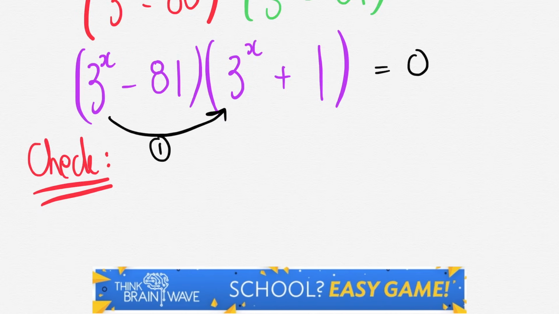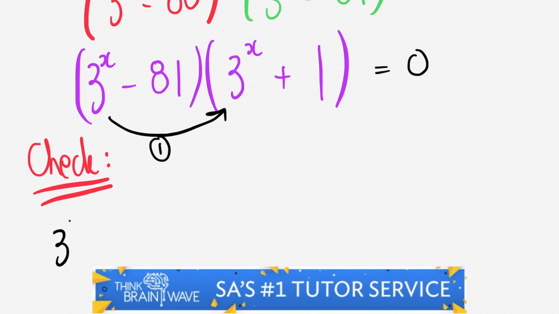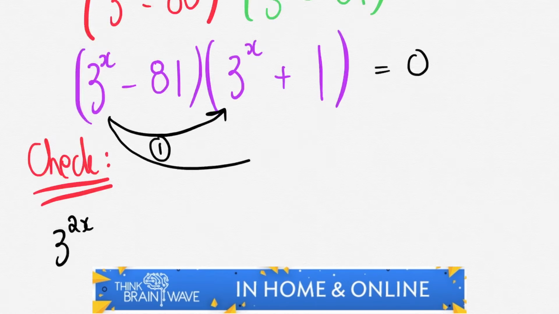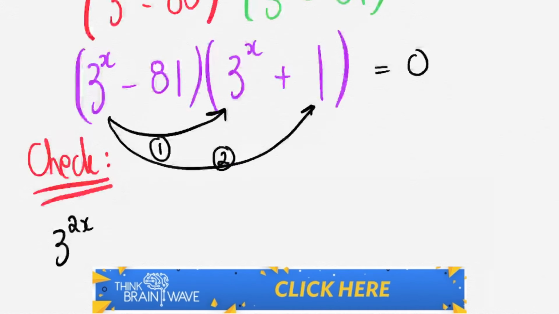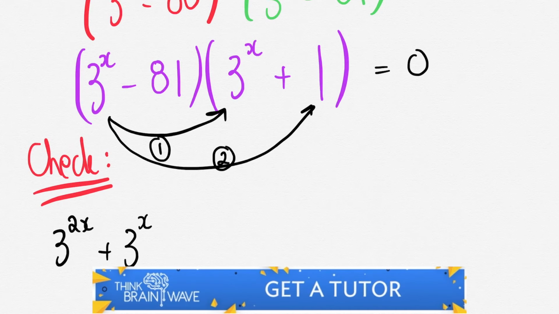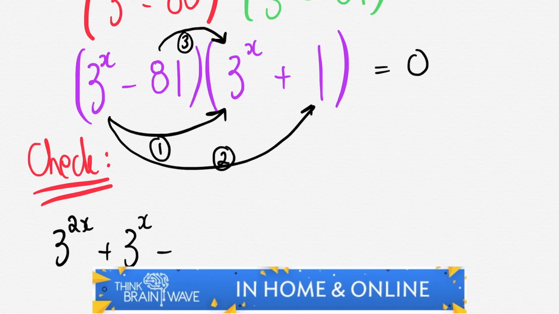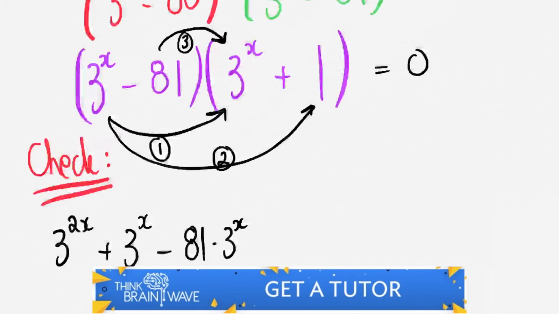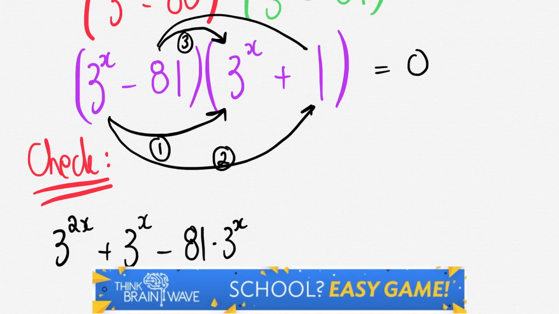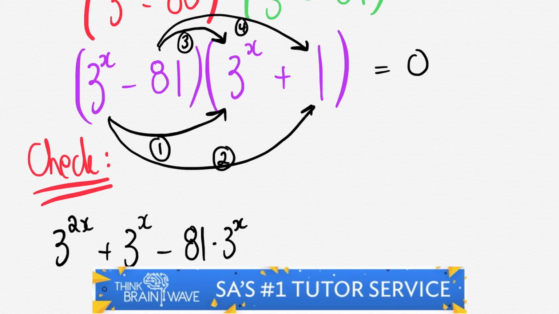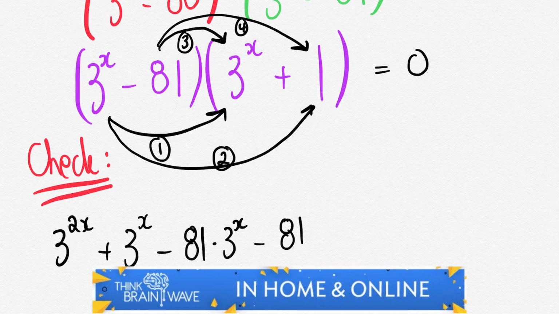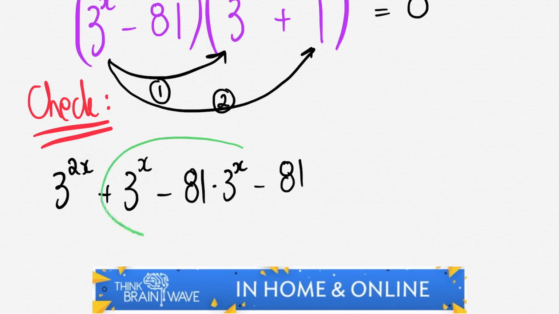Let's just quickly check this. So if we do our FOIL, let's do our firsts. We get 3 to the 2x. Our outers, we get 3 to the x. Our inners, we get minus 81 times 3 to the x. Notice that that is the same as the 3 to the x that we've already written. So that's the same sort of term. That's a plus 1 times 3 to the x. And the next one is minus 81 times 3 to the x. Then we do our last and we get minus 81.